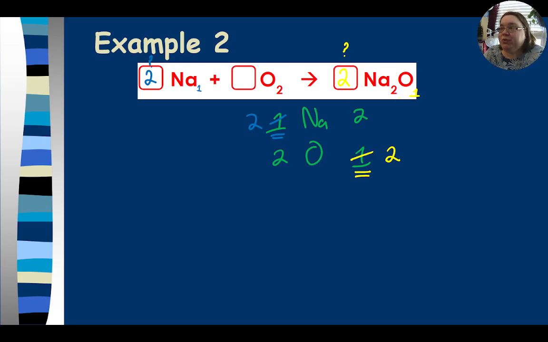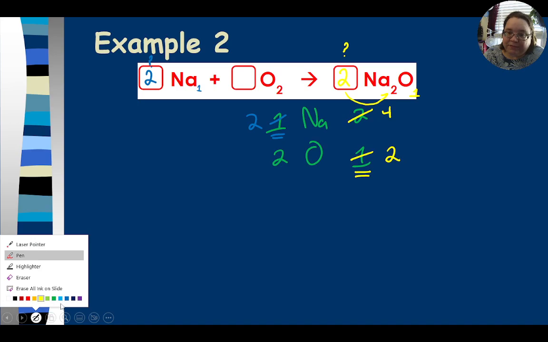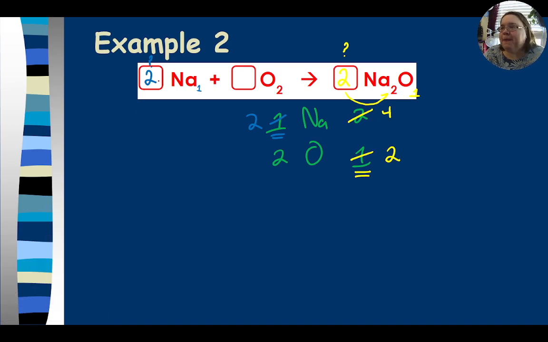Now that 2 not only changes the O, but it also changes the Na. So 2 times 2 now gives me 4 sodiums. And this happens sometimes. In the process of fixing one element, you end up breaking another. And that's okay. We just go about balancing the equation. So now I've got to come back and I've got to fix my Na.